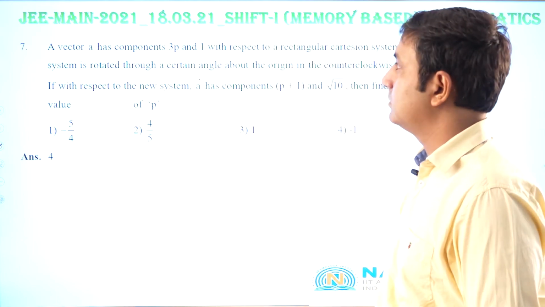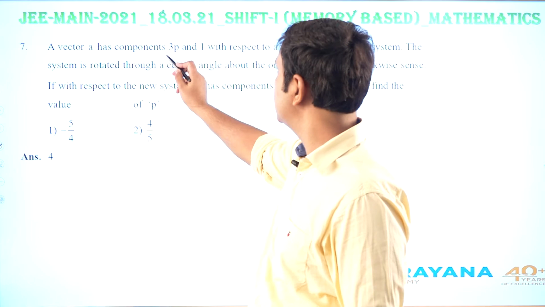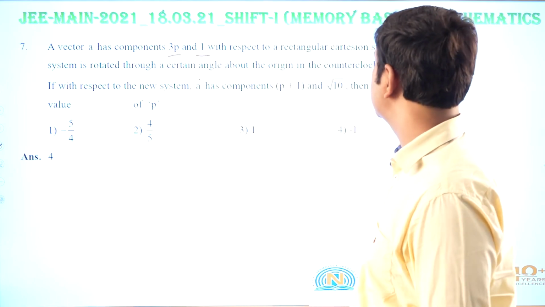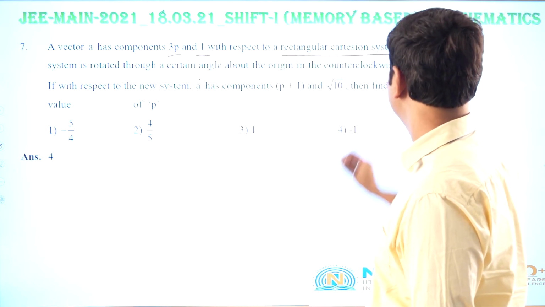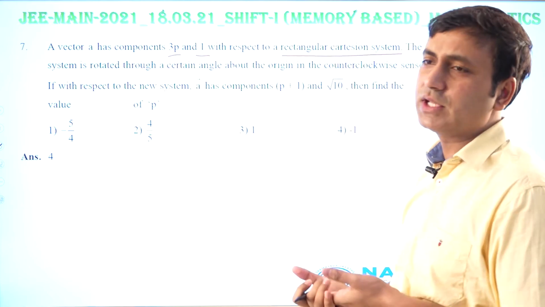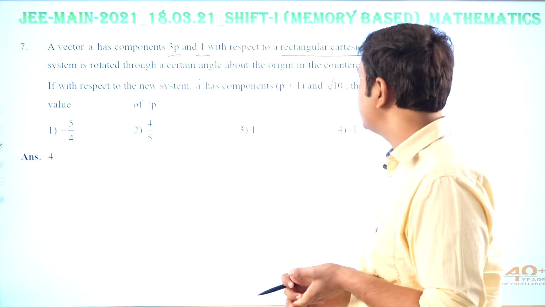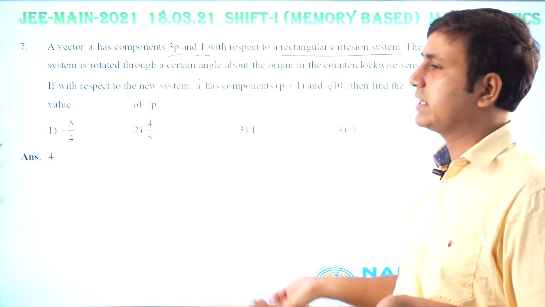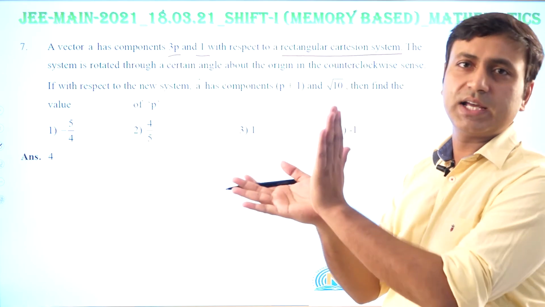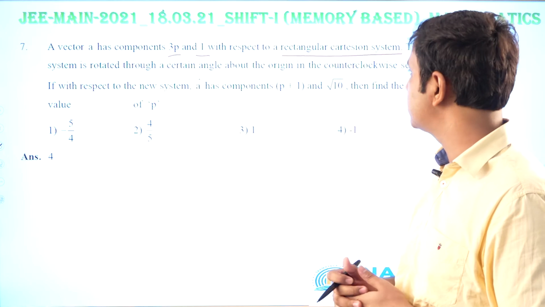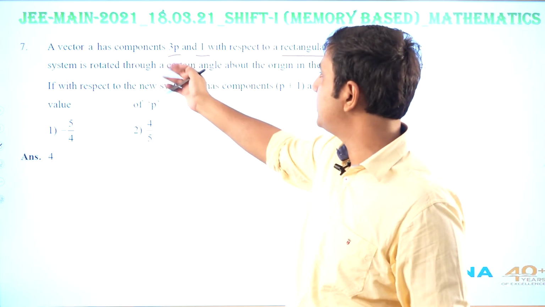Here we have a vector, and the vector has components 3p and 1 with respect to a rectangular Cartesian system. Now we have not been given that rectangular Cartesian system, but we can very well assume it as the x axis, y axis, or normal Cartesian system, which means this vector becomes 3p i plus j.